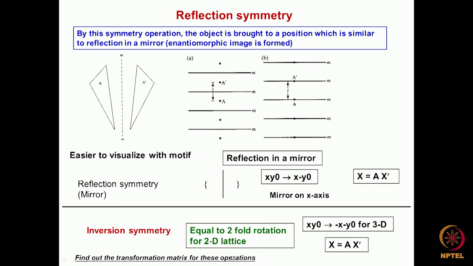Similarly, for an inversion symmetry, which is equal to a 2-fold rotation, here x, y turns to minus x, minus y, and for a 3-dimensional one, x, y, z will turn to minus x, minus y, minus z. Like I mentioned for a reflection symmetry, we can write a similar transformation expression. That is how the coordinates of the other lattice points can be generated using the transformation matrix associated with the inversion operation.